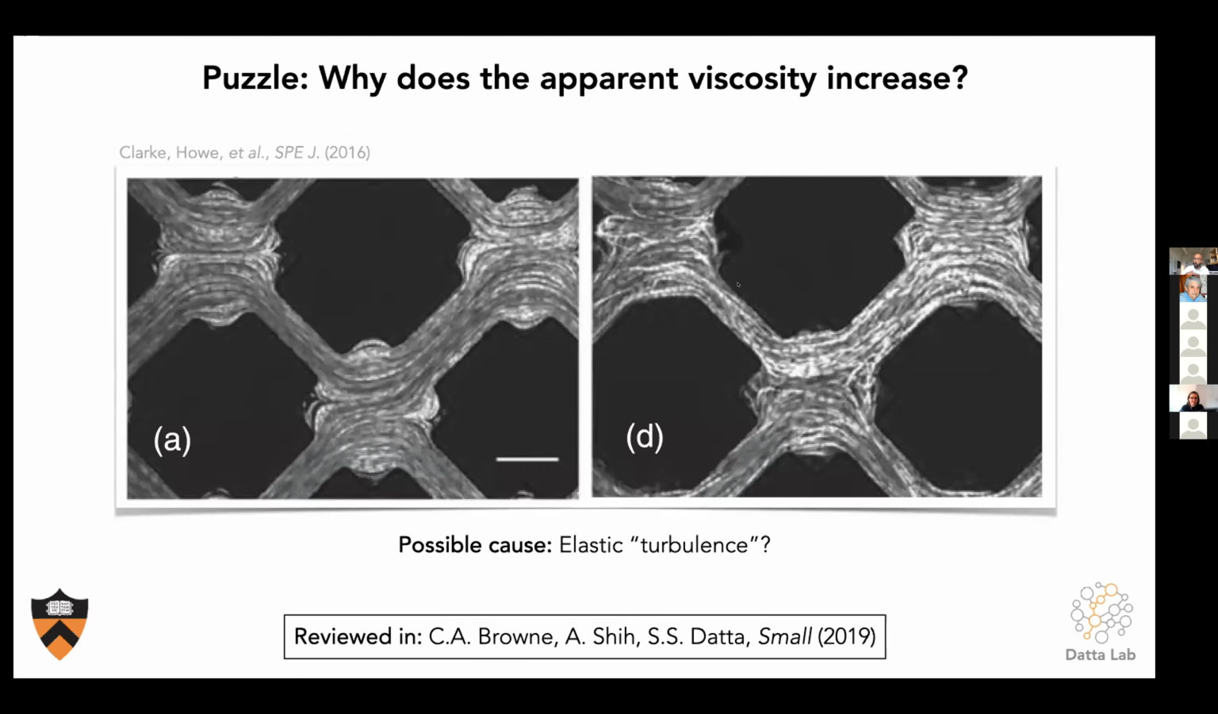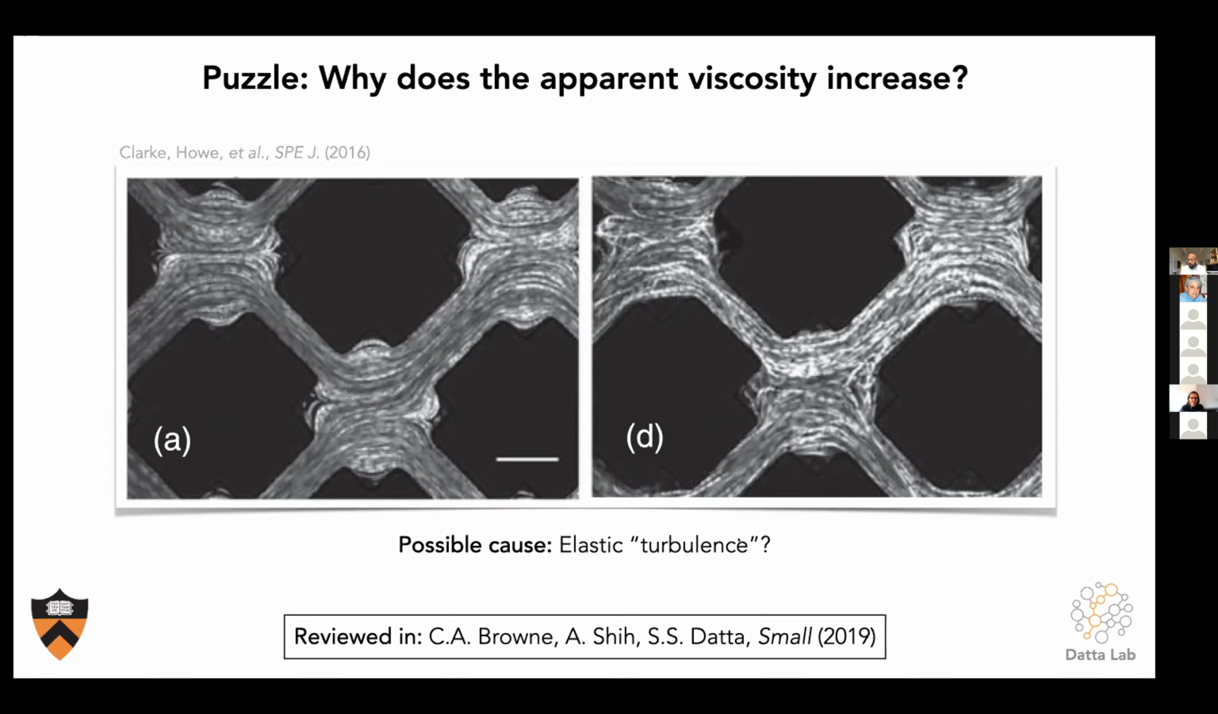More recently, there was a group at Schlumberger a few years back that proposed that maybe what's going on is these polymer solutions are highly elastic. And what happens is that as these elastic stresses build up in the flow, it takes some time to relax. As the elastic stresses build up, they actually give rise to flow instabilities, and they cause this chaotic flow that's often known as elastic turbulence, right? And they propose that maybe elastic turbulence arises and gives rise to this anomalous increase in the macroscopic flow resistance.